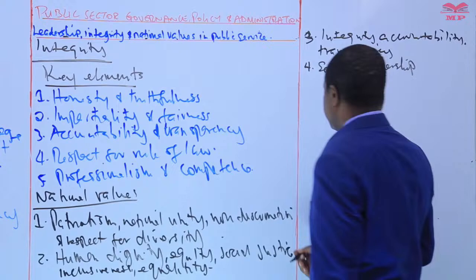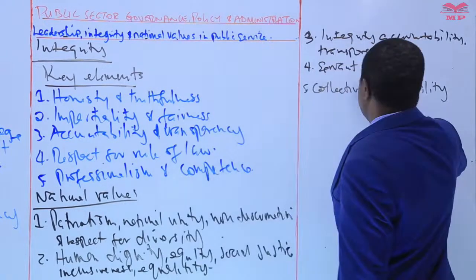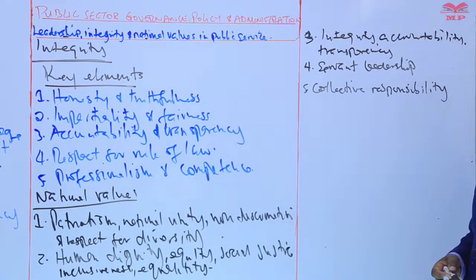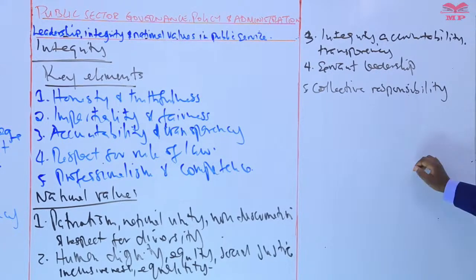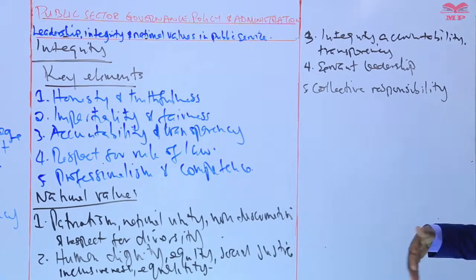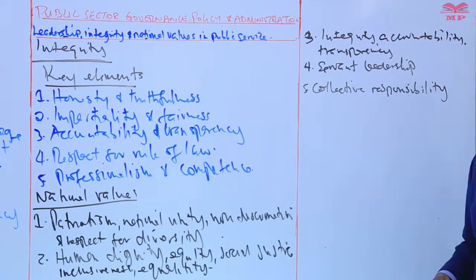Five, collective responsibility. Public servants should work collectively and collaboratively and share responsibility for achieving common goals. They should support each other and work together to provide efficient and effective services to the public.